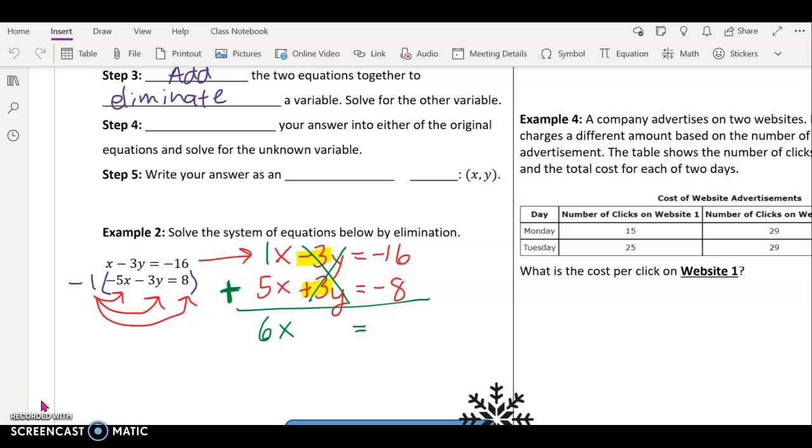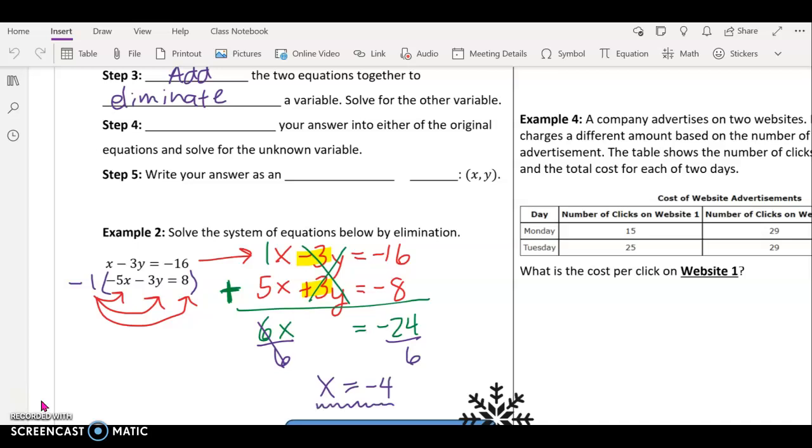And then we also have to add the constants on the other side. -16 plus -8 is -24. And now the last step, guys, to solve for x is just divide both sides by 6. 6 divided by 6 is 1. So 1x equals, and -24 divided by 6 is -4.